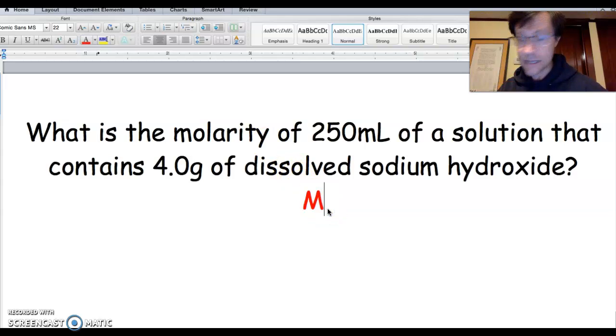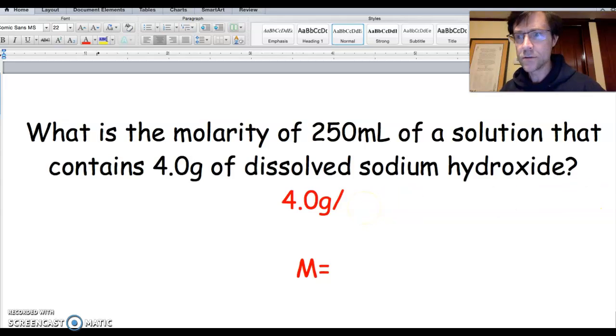So molarity, capital M, is going to equal moles, but this is grams. So what's happened? All right, here's what we're going to do. We're going to convert grams to moles, okay? So we have 4.0 grams, and we are going to divide this by the gram formula mass.